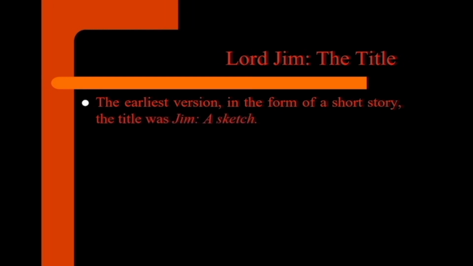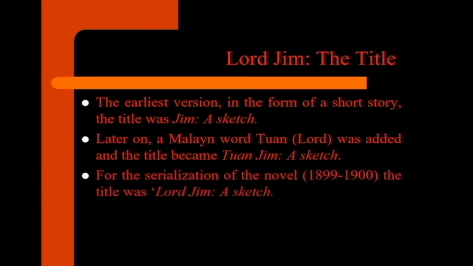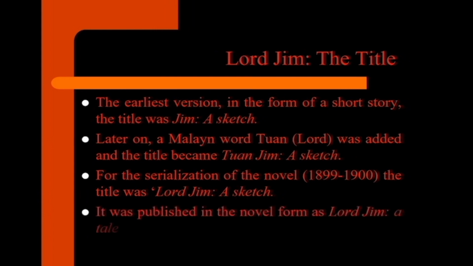The earliest version of the novel was in fact written in the form of a short story, and its title was Jim, a Sketch. Later on, a Malay word, Tuan, in the meaning of Lord, was added, and the title became Tuan Jim, a Sketch. For the serialization of the novel, that is 1899-1900, the title was Lord Jim, a Sketch. Later on, in 1900, the novel was published in the form of Lord Jim, a Tale. Now its title is Lord Jim, a Tale.